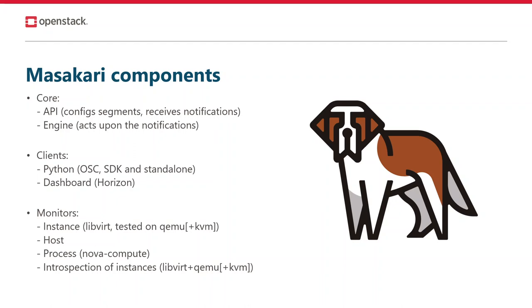The first kind is the instance monitor. It's compatible with Libvirt. It has been tested with QEMU and QEMU plus KVM. It can probably work with other backends of Libvirt, but it hasn't been tested yet. There's also the host monitor. It's integrated with Pacemaker and it detects host failures. There's also the process monitor. It monitors the Nova compute process. And the last one is the introspective instance monitor, which is compatible only with Libvirt with QEMU and optionally KVM. It does look into the instances to check whether the health status is correct.